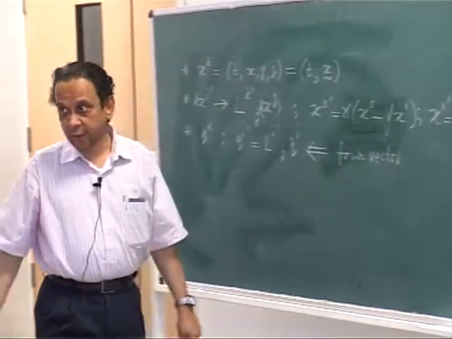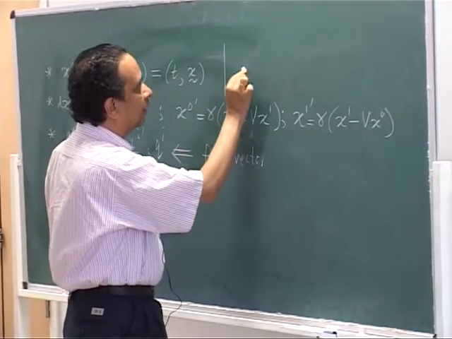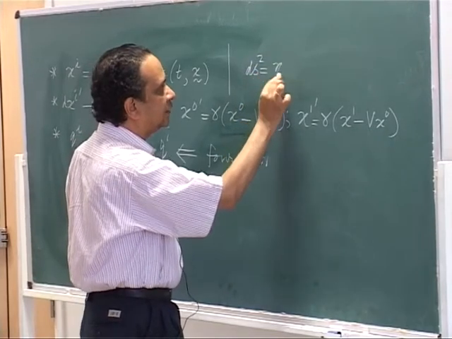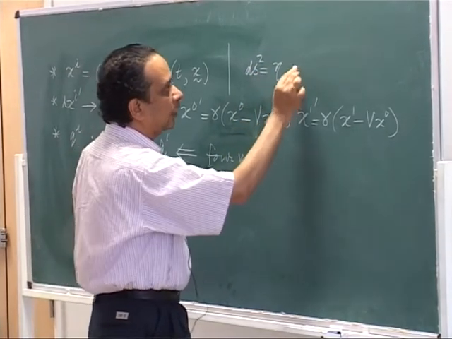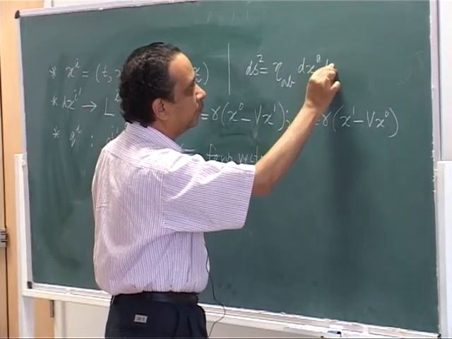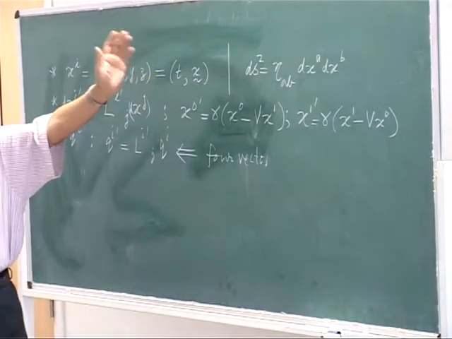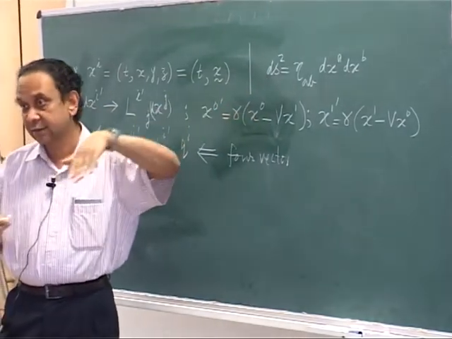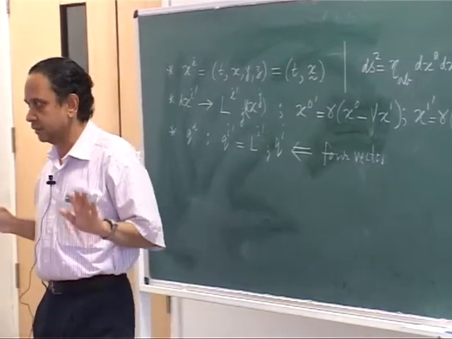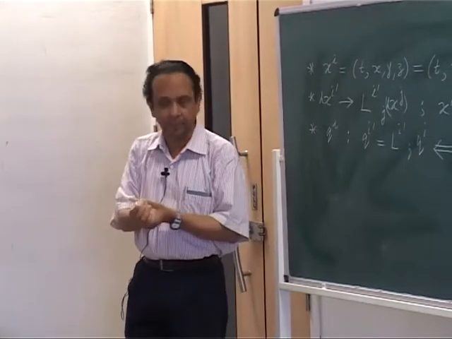Okay. Along the way, we also introduced, given this xi's, the line interval ds square, which we wrote as eta ab dxa dxb, and worked out its properties. In particular, we knew that the ds essentially refers to the proper time of a clock as it moves along a trajectory. So, this is just to summarize what we did, and now we will proceed further with that.